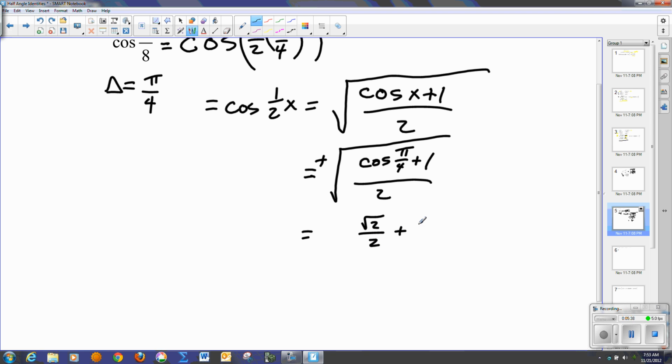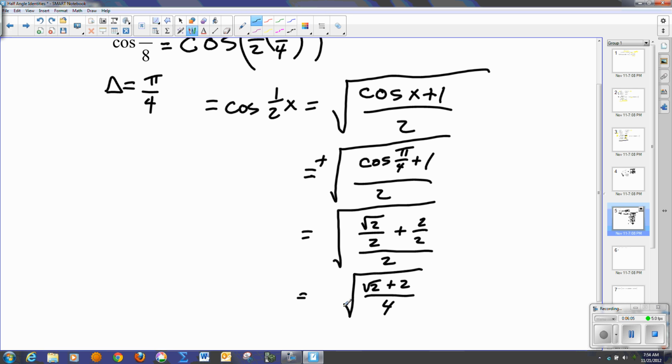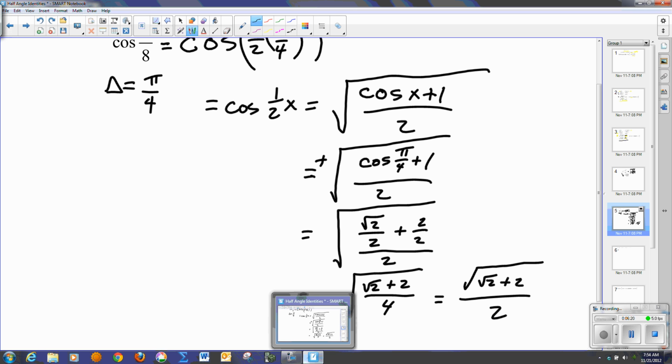I'm adding 1 to that, but instead of saying 1, I'm going to say 2 over 2, and that's all over 2 in a radical. So notice I have a radical within a radical. Going to multiply by the reciprocal, so this gets me radical 2 plus 2, and if I multiply by the reciprocal of the denominator, I get 4, all square rooted. So you'll notice in the end that in the numerator, I have the radical of radical 2 plus 2, but in the denominator I have the square root of 4, which is actually 2. So that's going to be my final solution.